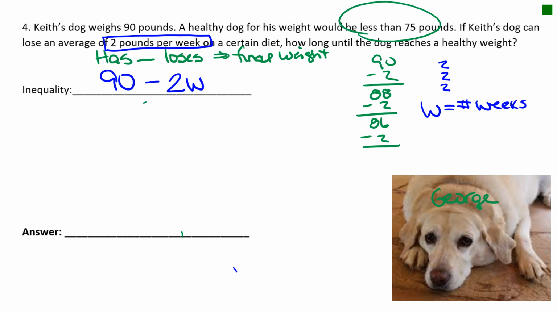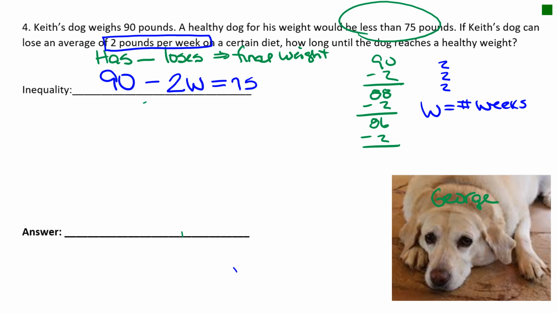And that has to equal 75 pounds to be healthy. So we want to know when that will equal 75 pounds. Siri just started talking to me.